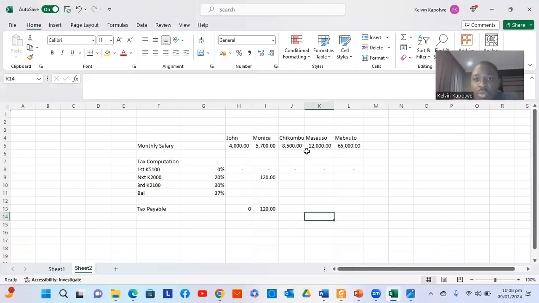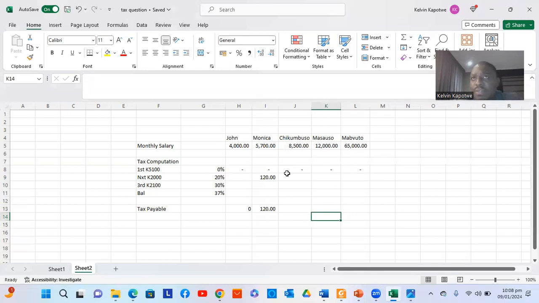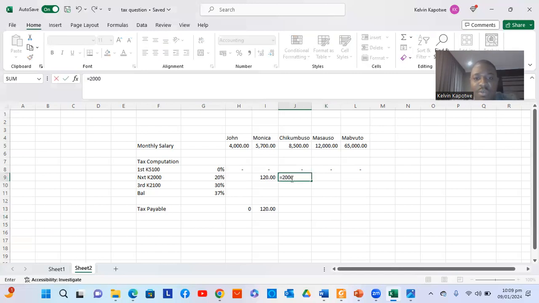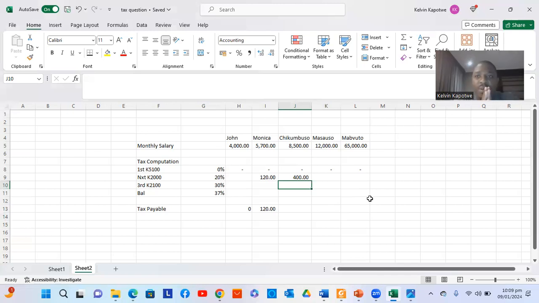Let's go to the other scenario. Chikumbuso earns 8,500. Okay. So equally, for Chikumbuso, the first 5,100 will be taxed at 0%. So from 8,500, let's remove 5,100. We are remaining with 3,400. Okay? 3,400, we need to remove the next 2,000. So for the next 2,000 for Chikumbuso, we need to put it there to say 2,000 kwacha multiplied by 20%. So it's going to be 400 on the next 2,000. All right.